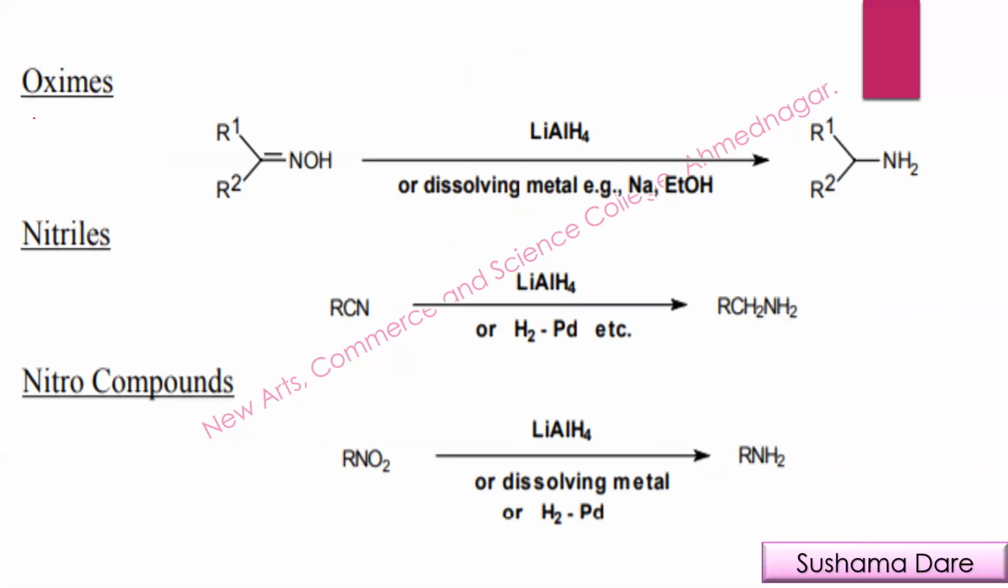Now this is the next one. In the previous two examples, one example was of a secondary amine and the other was of a tertiary amine. Now you can see here there is a primary amine, this one is a primary amine and this one is a primary amine. So whenever a primary amine is there, these are the different routes: oxime, nitriles and nitro compounds. These are the three possibilities we have to go with.